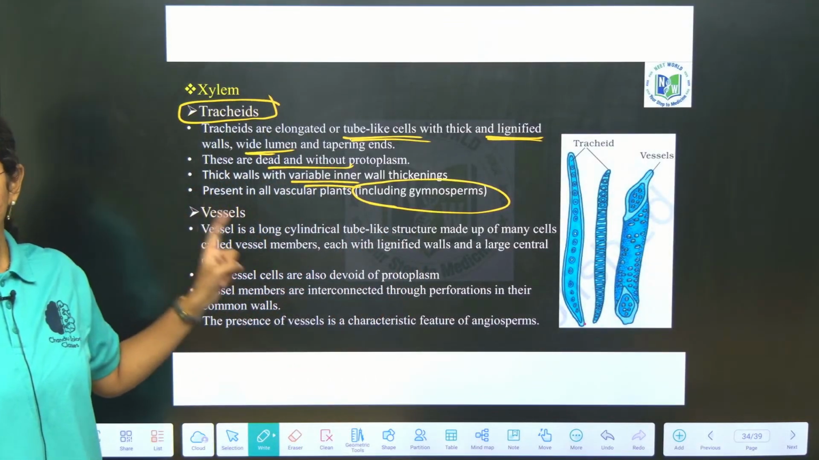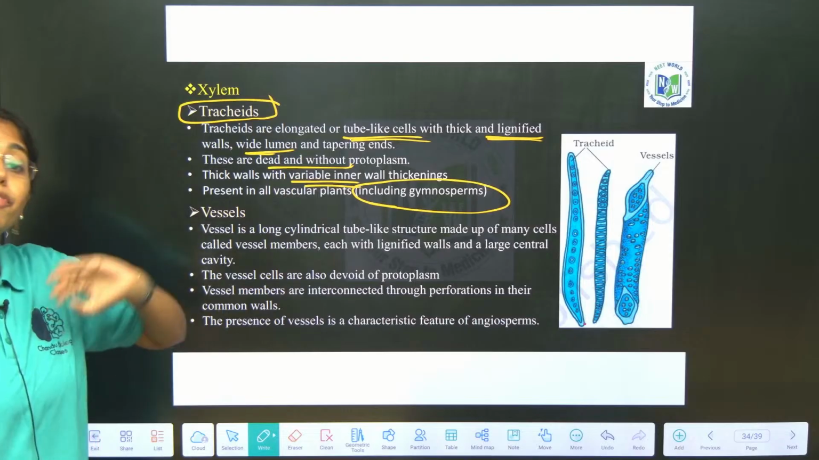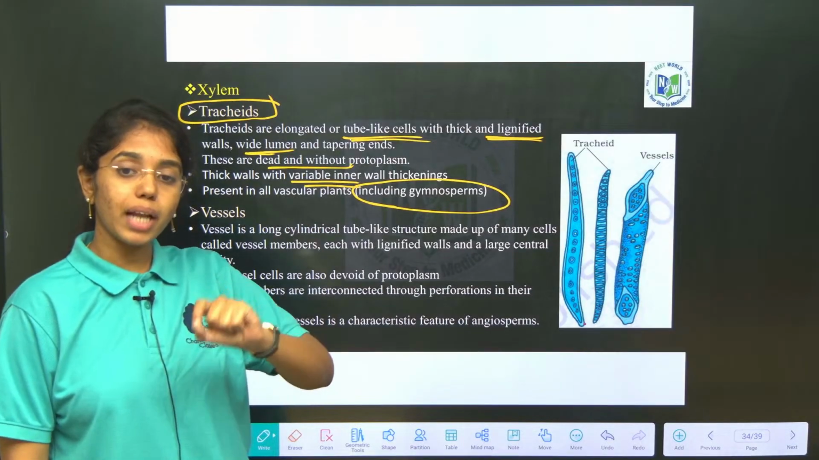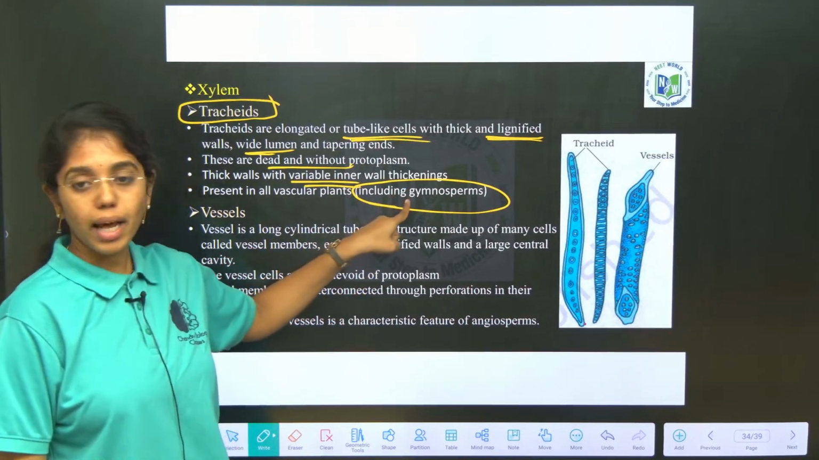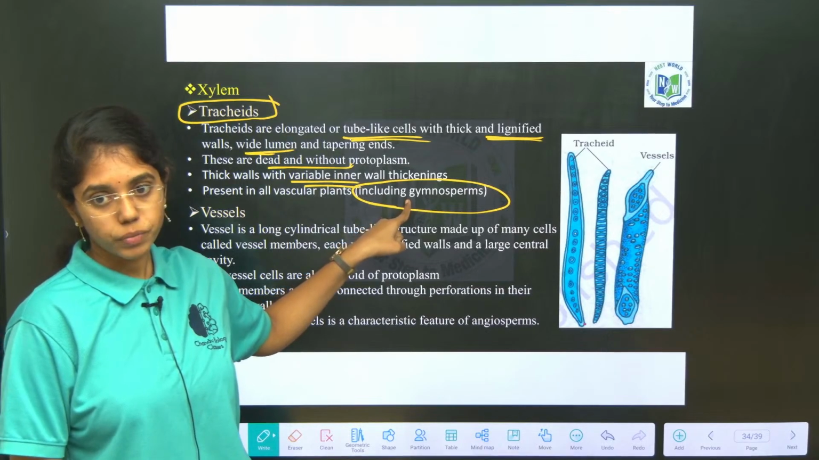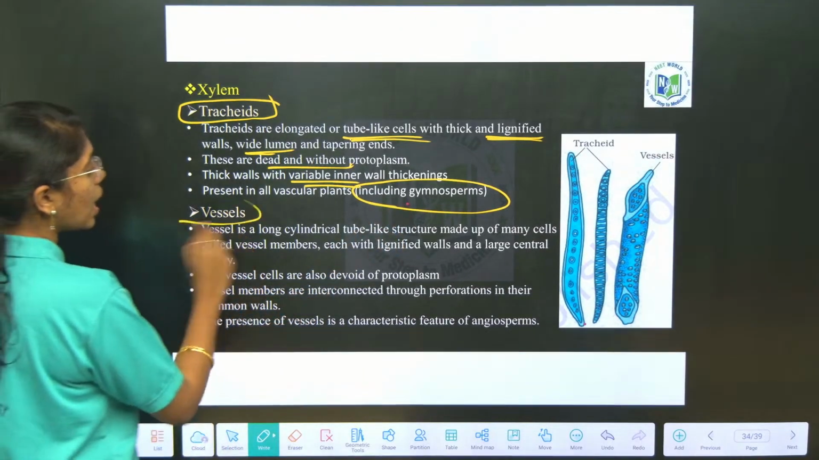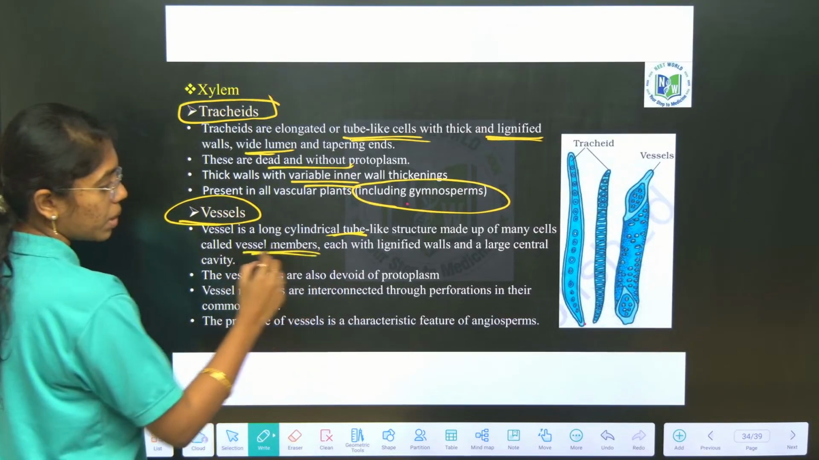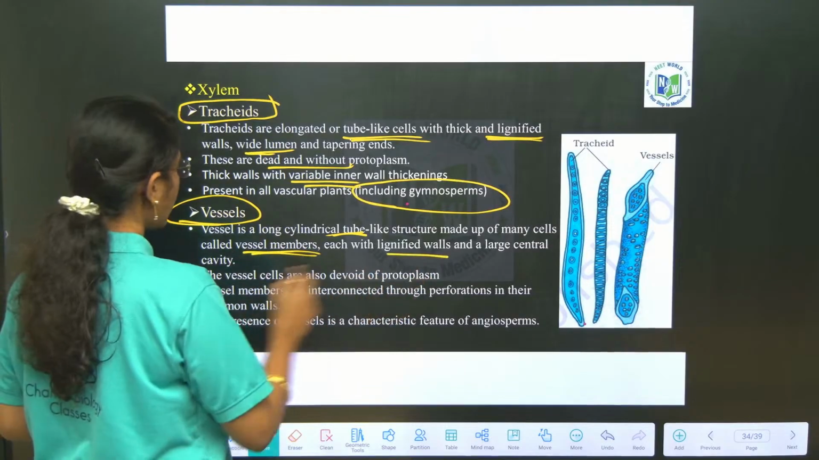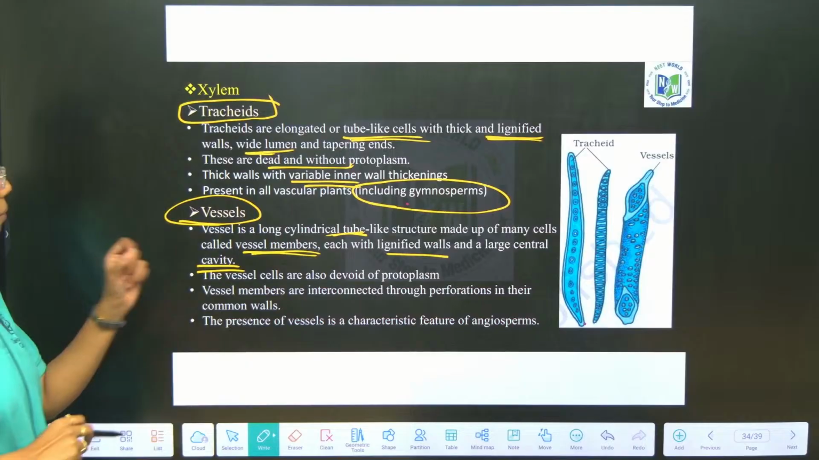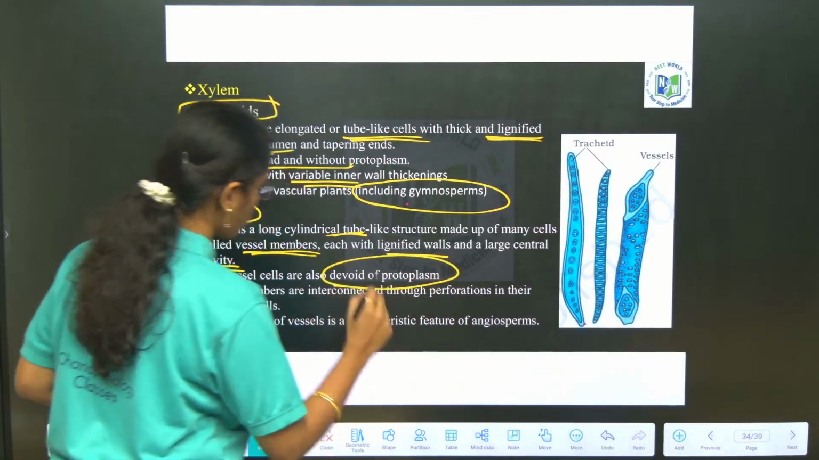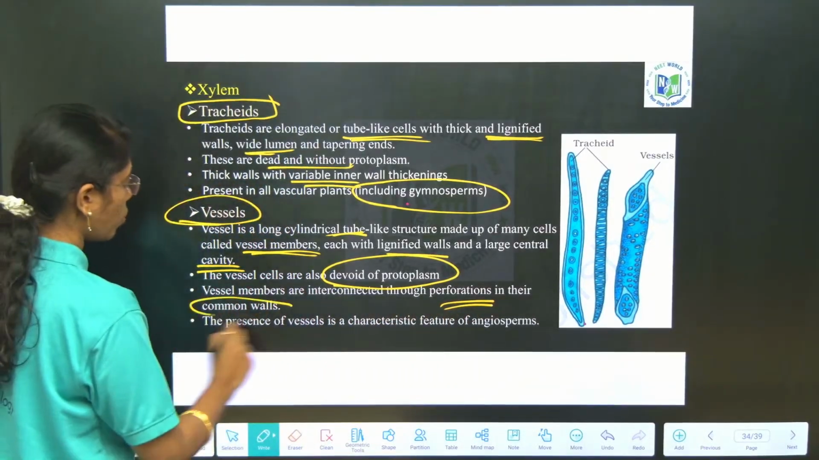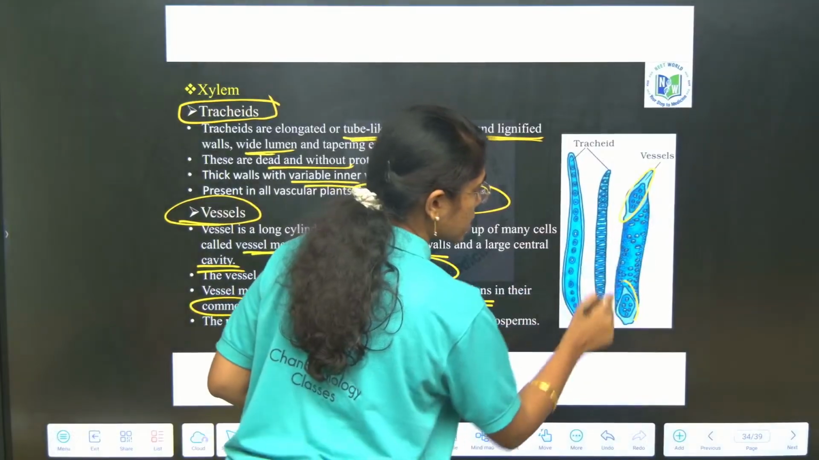See, xylem or phloem tissue presence or absence in different divisions of the plant kingdom is important. You will get connecting questions between anatomy and plant kingdom when vascular bundles' presence or absence is asked. Okay. See, vessels. Vessels are long cylindrical tube-like structures. They are made up of many cells, vessel members. Each cell is lignified with a large central cavity. Again, the vessel cells are also devoid of protoplasm. Vessel members are interconnected through perforations in their common walls. Here you can see the perforation plates.